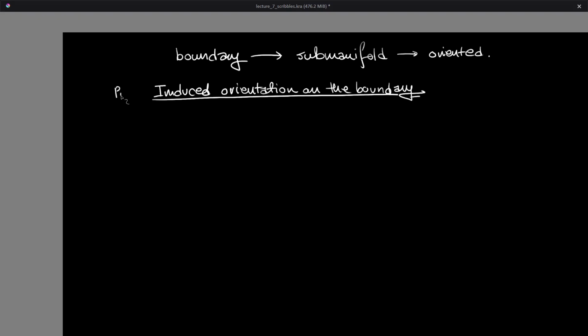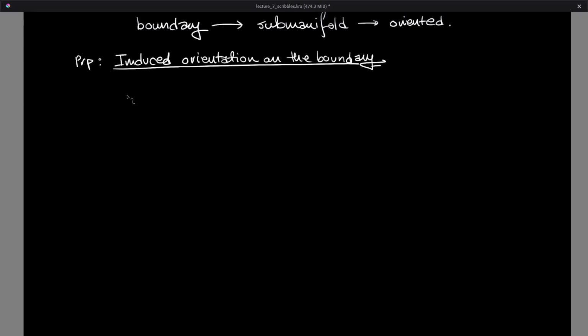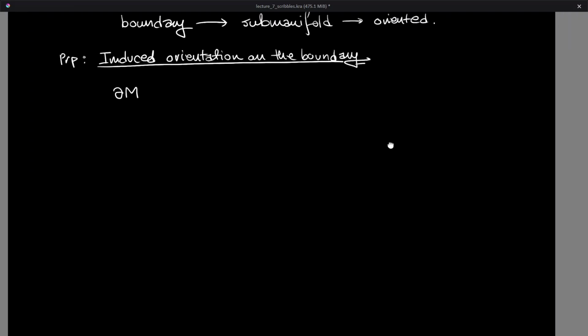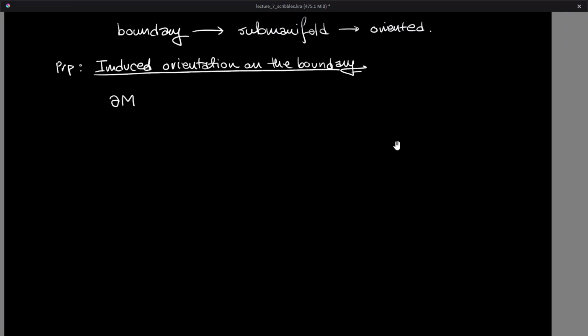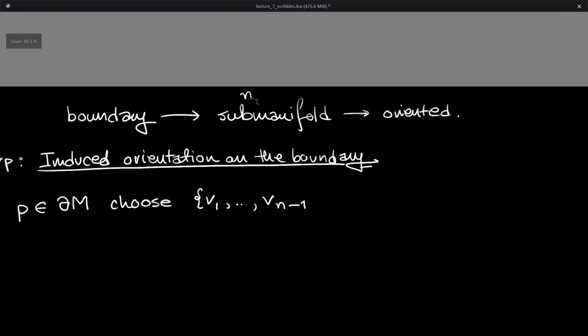Right? Proposition. And so let's see how this works. The boundary is this symbol, which we call del M. Let's say that p is an element of del M. In that case, we choose a basis, because we need a basis in order to choose an orientation. So choose some basis v1 through v(n-1). I forgot to mention this is an m minus 1 dimensional submanifold.